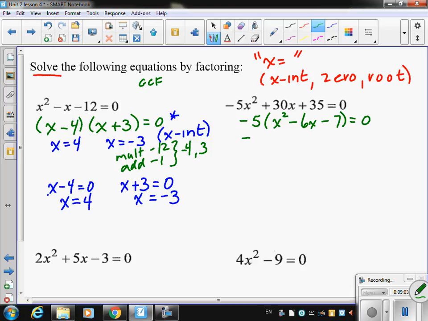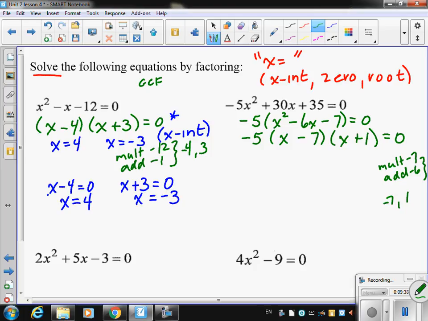My third line would be, can I do anything more with what's in the brackets? Yes, I can. It's a simple trinomial, which means I can factor it with 2 sets of brackets, x at the front of both, and then I need 2 numbers that multiply to negative 7 and add to negative 6. The only way to multiply to 7 is 7 and 1. So if I have the 7 negative, then they will add to negative 6.